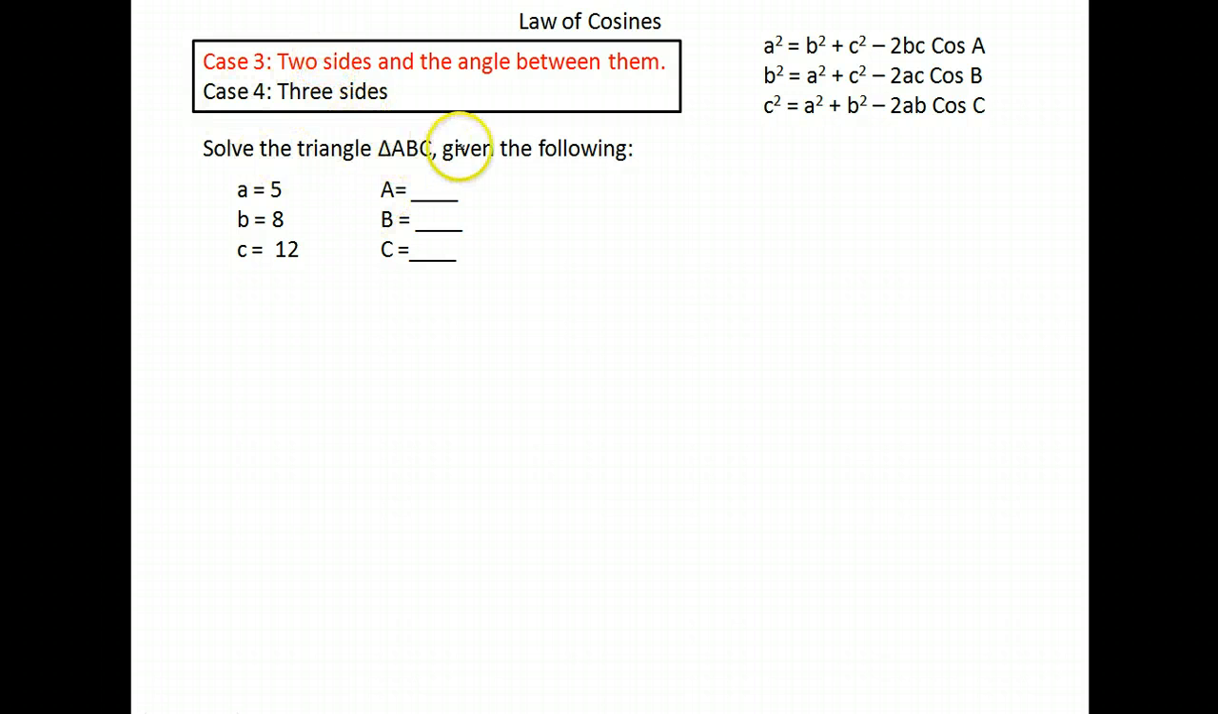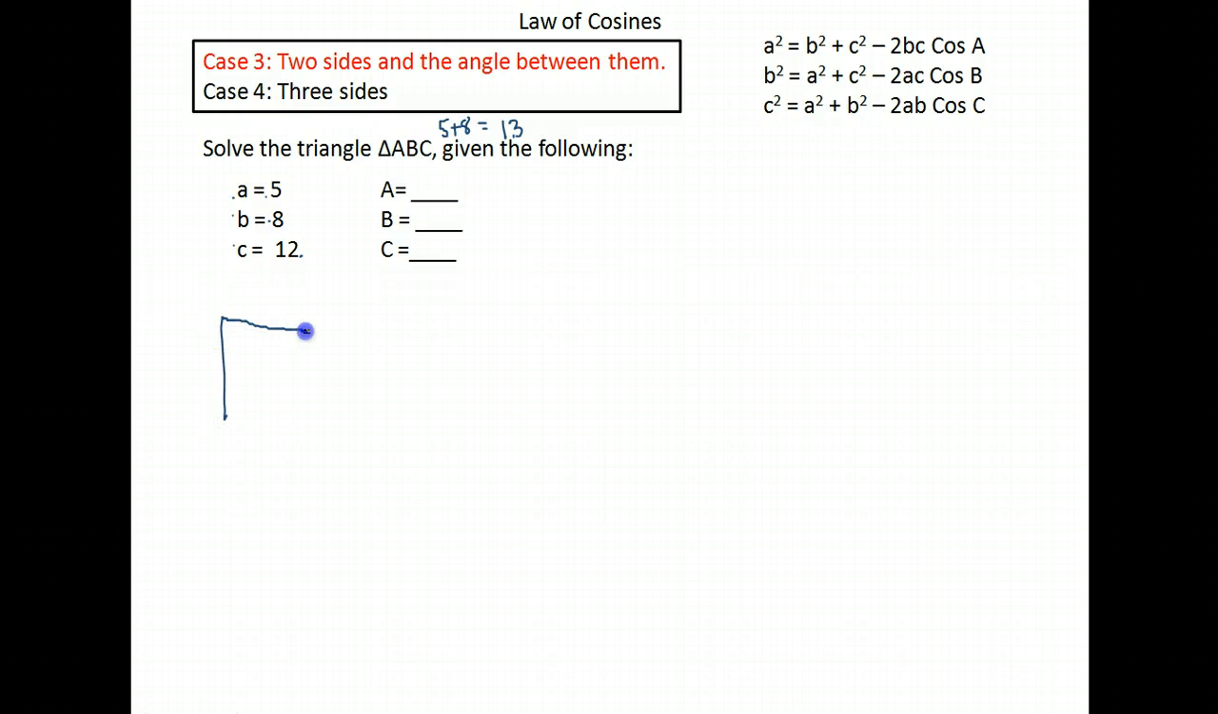So solve the triangle ABC given the three sides 5, 8, and 12. Just like we talked about, the first thing you want to check when you're given all three sides is that the two shorter sides add to be something larger than the third side. So our two shorter sides were the 5 and the 8. 5 plus 8 is 13, which is bigger than that third side. So we're good to go. We can get a solution.